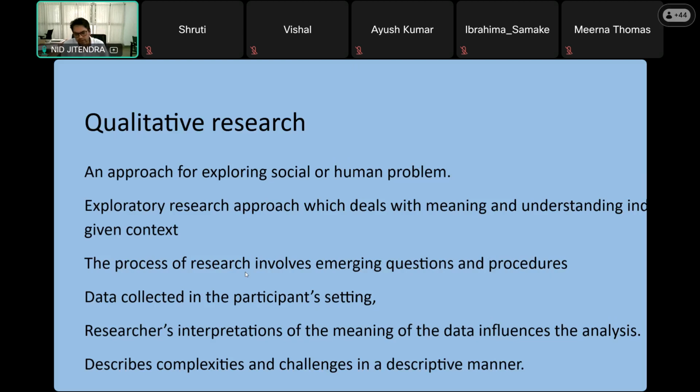Researchers' interpretation of the meaning of their data influences the analysis. That's a very important point. It's not that all interviews, all qualitative responses are going to be the same, or all same responses are going to be understood in the same manner. As you start talking to a person, you also observe what type of responses the person is giving, how confident the person is, how knowledgeable the person is when they are responding about certain topics, and then you make meaning out of it. If a person is less knowledgeable, you will give lesser weightage.